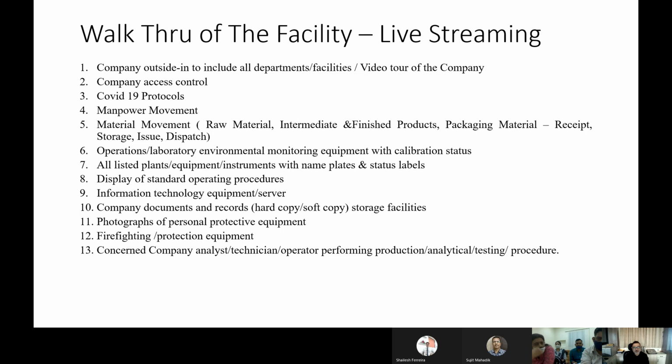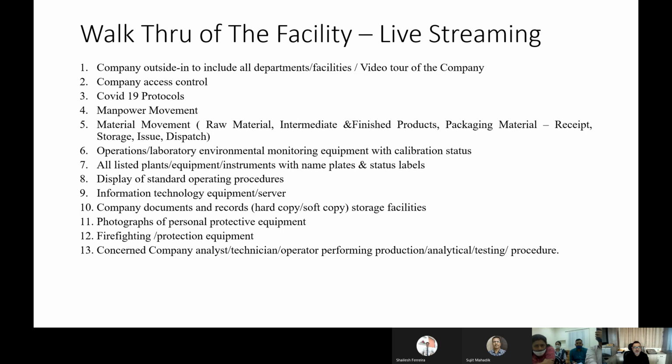We would like to see your manpower movement. We would like to see the material movement. The material movement includes your raw material, your intermediate and finished products, your packaging material, the receipt of the material, the storage of the material, the issue of the material, and the dispatch of the material. I would like to see the operations and your lab environment monitoring equipment with the calibration status. If you have any environmental monitoring in production and lab, of course, you're going to have the environmental monitoring equipment. So we would like to see those equipments and the calibration status.